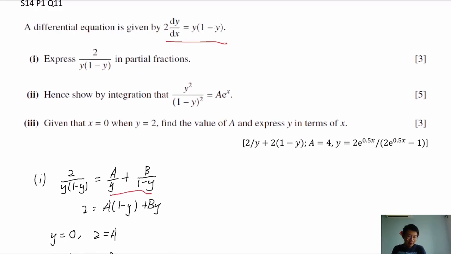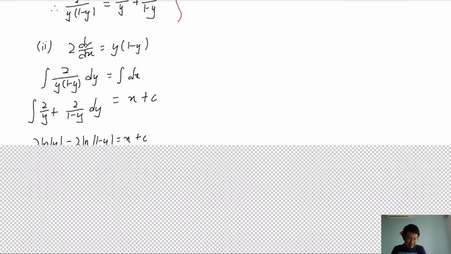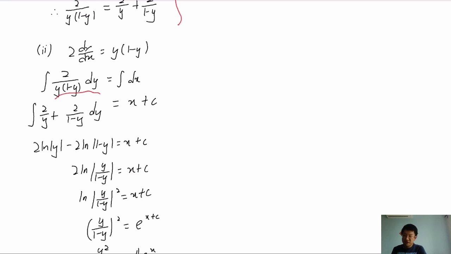So from here, we need to separate the variables. When we separate the variables, the left hand side is exactly the same as what we have in the first part. So we can just apply the partial fraction from the first part and integrate accordingly. If you look at the right hand side, it is just to integrate 1 dx, so we get x plus c. Remember to put a constant after we integrate either side.